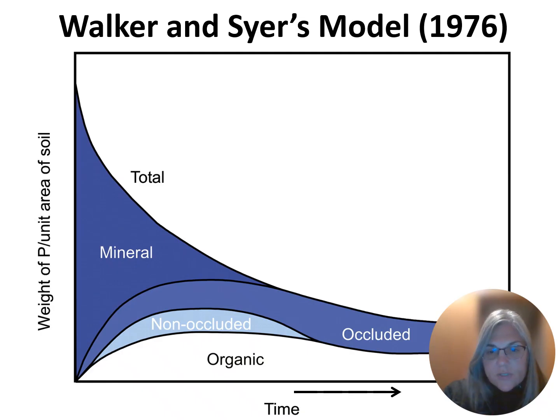Most of the phosphorus is in mineral form. Over time, it becomes occluded. When we use the term occluded here, we mean that it becomes bound to soil particles, which may or may not make it available to plants anymore. And in some cases, when it binds to soil particles, it's unavailable for plant uptake. Non-occluded is what we would consider plant available phosphorus. And then organic phosphorus is the phosphorus stored in plant tissues and litter and organic matter.